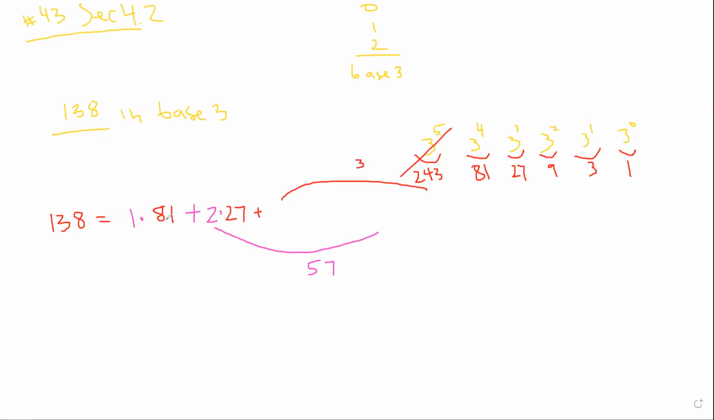So one piece is 81, then 57 remains. Twice 27 is 54. So when I subtract it from 57, 3 will remain. So I already took care of that one and that one.